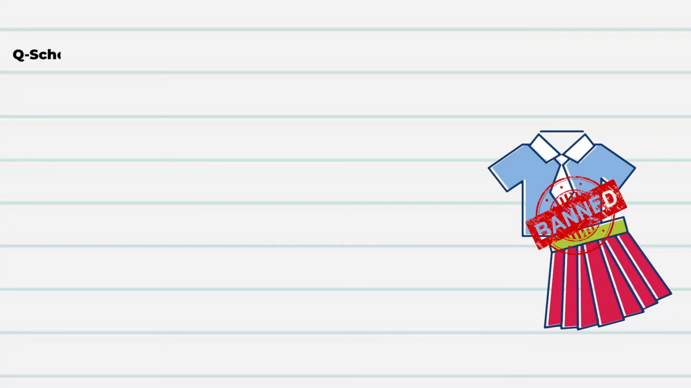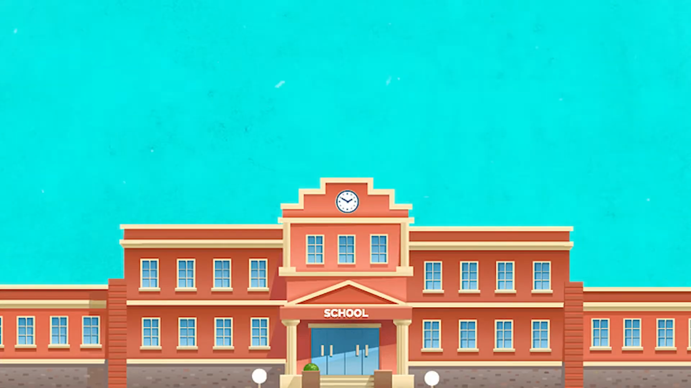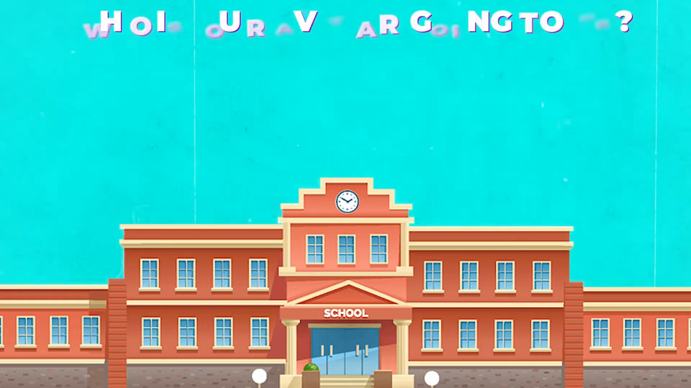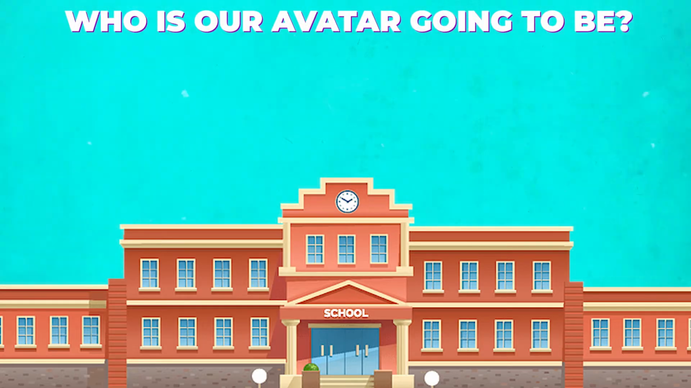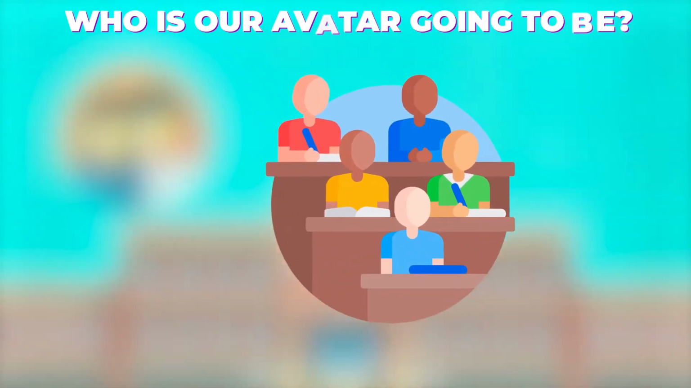So say, for example, the question is, school uniform should be banned. Write a speech for your school assembly expressing your point of view on this. Because it's for your school assembly, let's have a think about who our avatar is going to be. Are they going to be a parent? Is it going to be a student? Who is it going to be? You guessed it, it's going to be a student. So if I was going to paint out my avatar, it's a male or female student between 15 to 16 who is sitting their exam soon, and that's how specific I'd be about it.